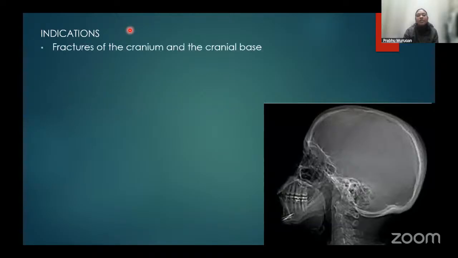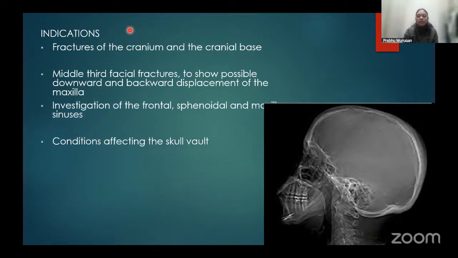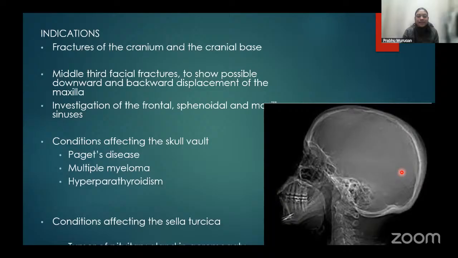So indications of your true lateral skull are the fracture of the cranium or the cranial base, the middle third fractures, and investigation of the paranasal sinuses and those affecting the skull vault. Example is your thalassemia and that hair on end appearance. For that you can take the true lateral skull, where you'll be able to see that hair on end appearance. It will be visible at the skull vault.